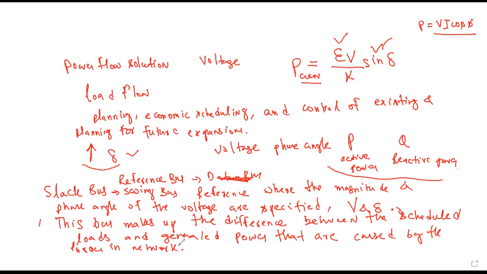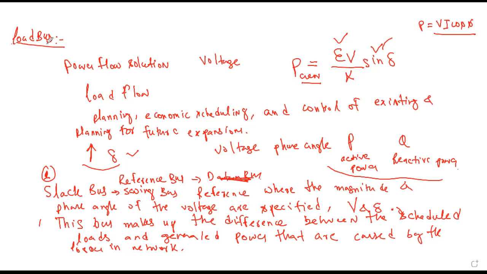So after the slack bus, there are other buses. One bus is called the slack bus. Another bus we have is the load bus. Every bus has some quantities; we have four quantities primarily: voltage, phase angle, active power, and reactive power. When considering the slack bus, we are interested in voltage and the phase angle, and it tells us the difference between the actual power generated and the scheduled load.